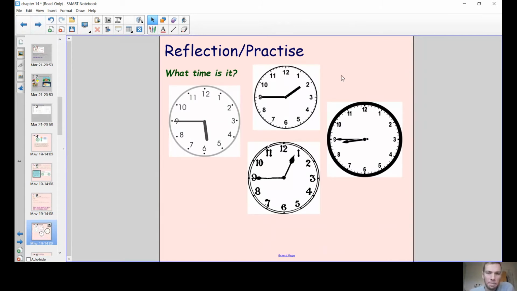Okay. Reflection and practice time. What time is it? I'd like you to pause the video and see if you can tell someone at home what time all of these clocks say. Then you can press play again when you're ready.